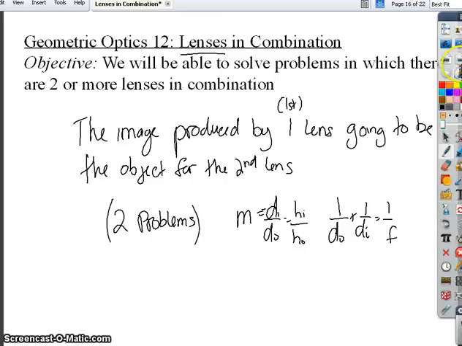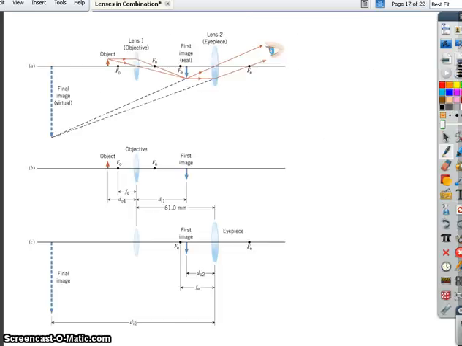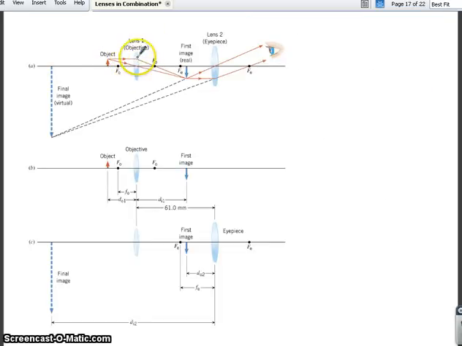Here's a picture to show you what it means. You have a lens here with an object. This object is going to produce an image here, and this image is going to be the object distance for the second lens. You can see here, it breaks it down. This is the focal point for the first lens. This is the object distance, and this is the image distance for the first lens.